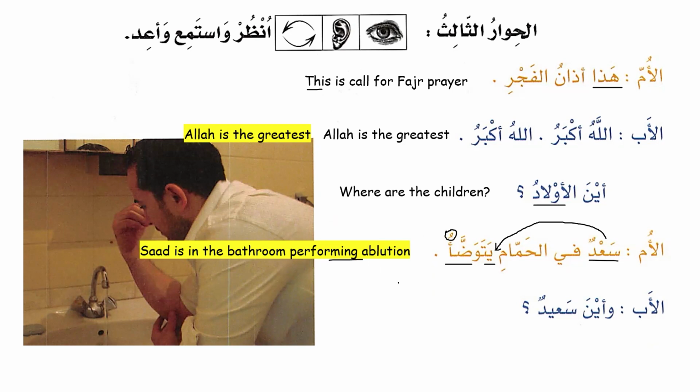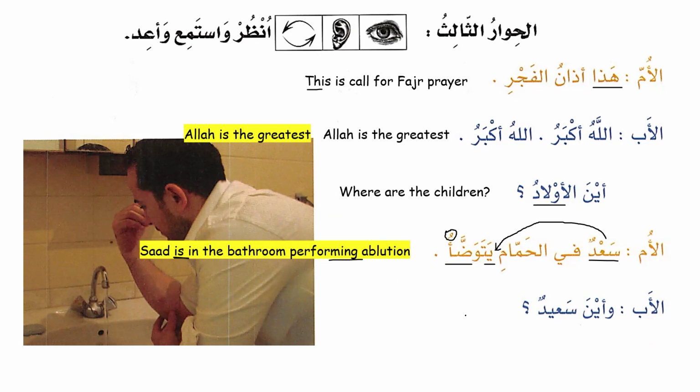So how do we know whether it is used for the present, or for the future, or for the continuous? From practice and inshallah from the context, we will come to know whether it is used for the present, or the future, or the present continuous. For example, here, Sa'd is performing wudu, so that means it is used for the continuous.